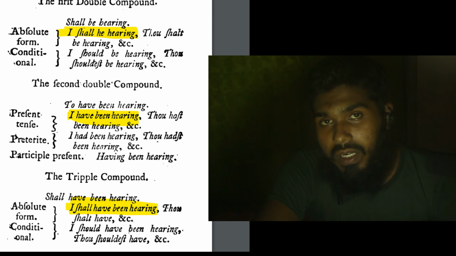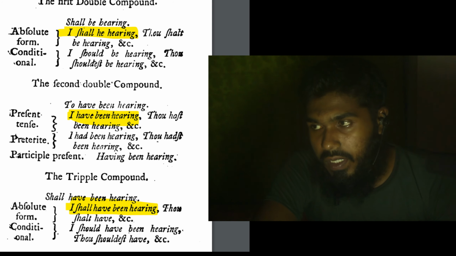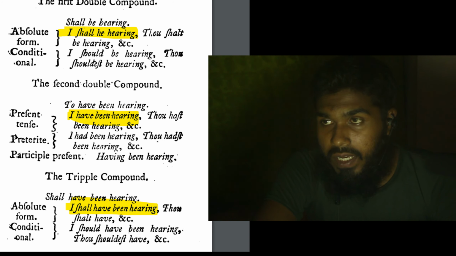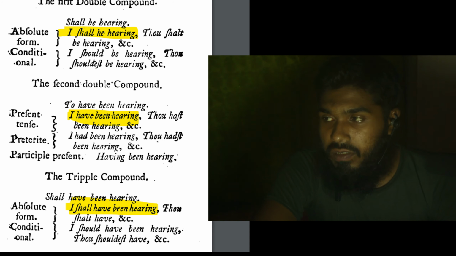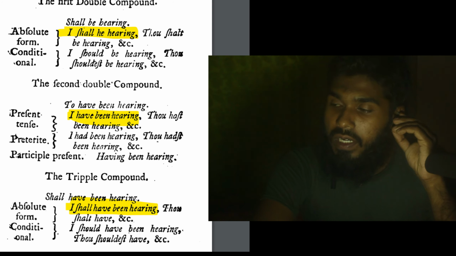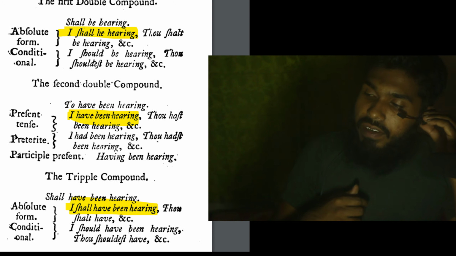And how is it compound and how much? Look at the examples. I shall be hearing only has one compound. I have been hearing is the second, and that's why it has the second double compound. And the last has the most compounds in it, and it is called the triple compound, which is I shall have been hearing.